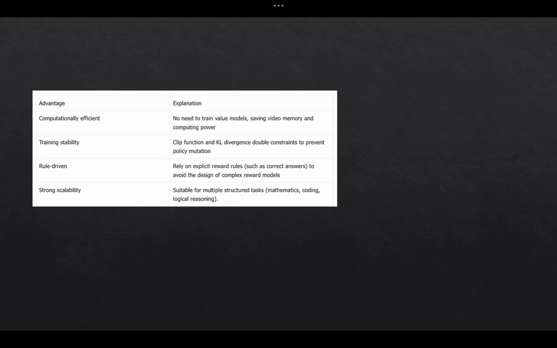This rule-driven reward model relies on explicit reward rules to avoid the design of complex reward models, right? So here we don't need to train any reward models. By using this rule-driven reward model, we can straight away apply the reinforcement learning algorithm, right? Then it also has strong scalability, and it can be used for mathematical reasoning, coding reasoning, or logical reasoning tasks, right?